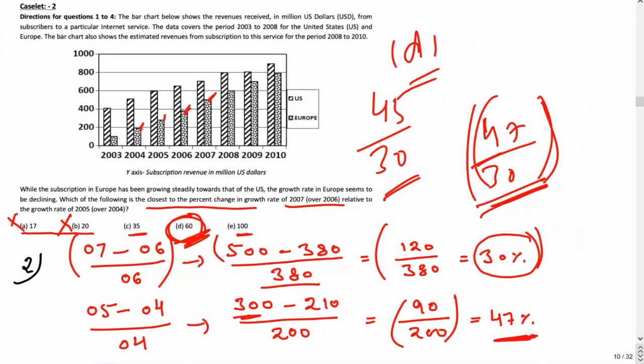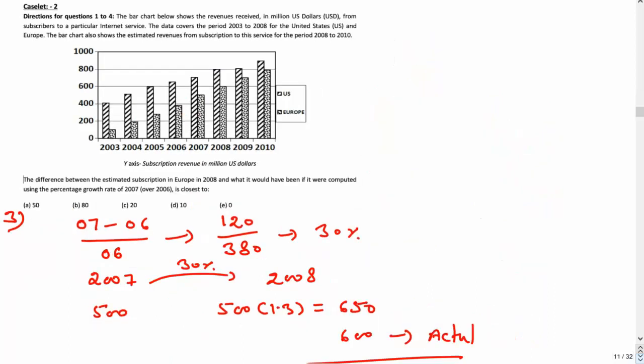Okay, let's move ahead. Let's look at the third question. The third question talks about the difference between the estimated subscription in Europe in 2008, and what it would have been if it were computed using the percentage growth rate of 2007 over 2006, is closest to.